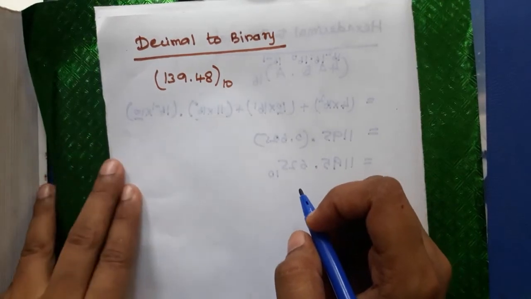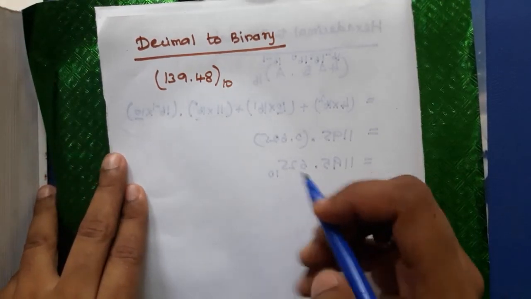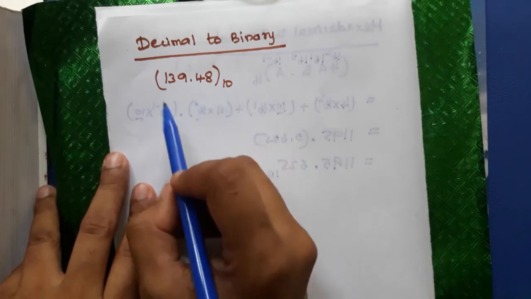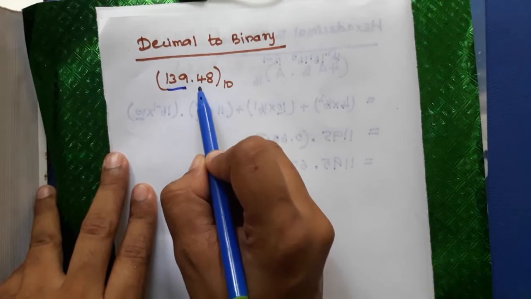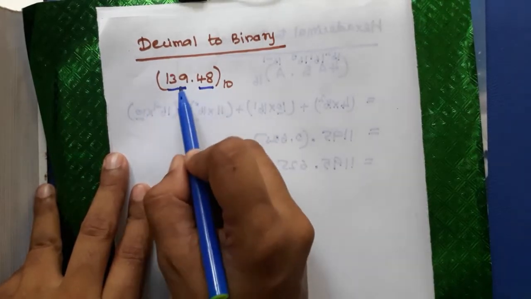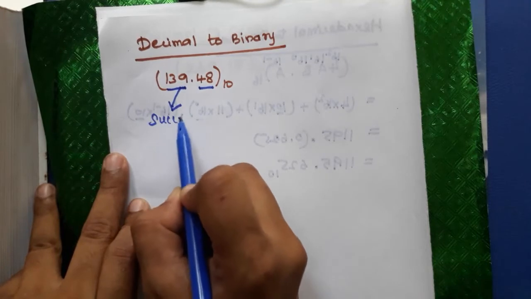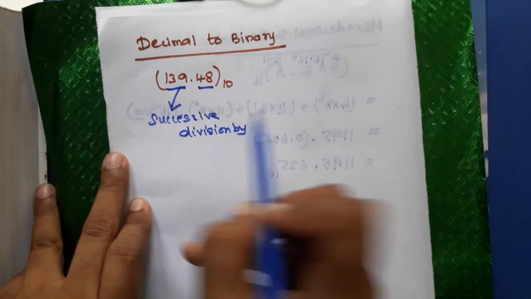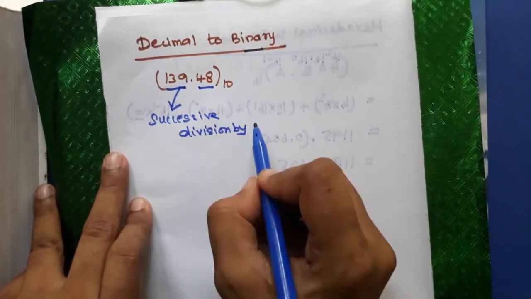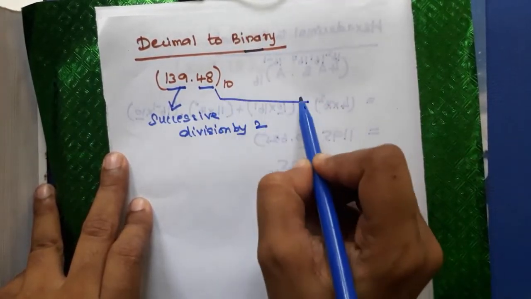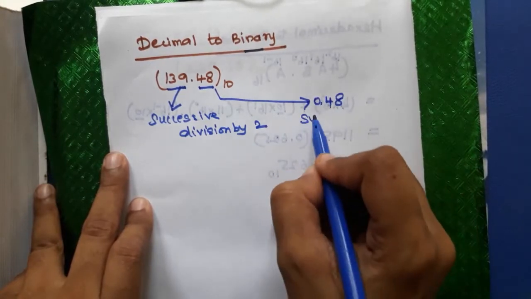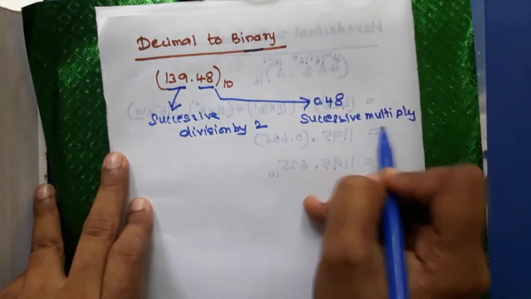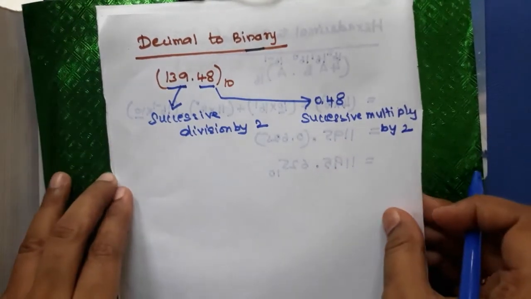Now let's convert a decimal number to a binary number. Let's take an example, 139.48 to the base 10. 139 is the whole number, 48 is the decimal number. The whole number has to be successively divided by the radix of the binary number, that is 2. 0.48 has to be successively multiplied by 2. Let's see how.